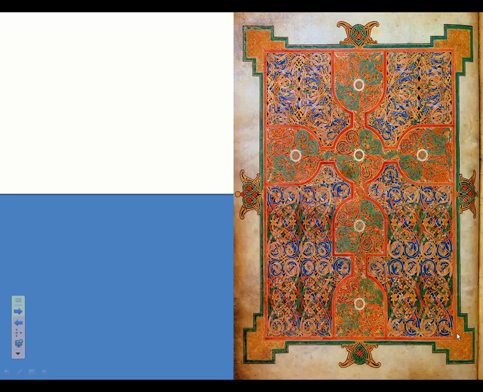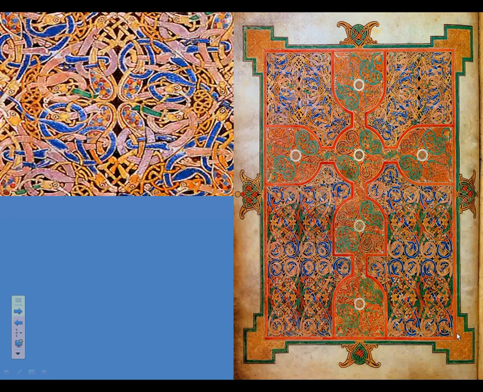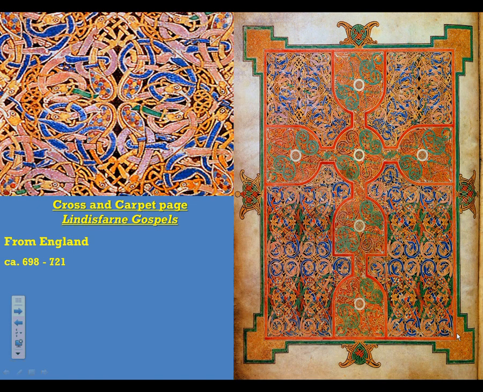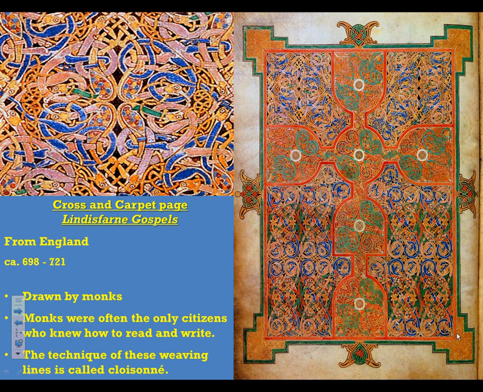Our first piece is a carpet page, or an illuminated manuscript page, done on sheepskin or vellum. This one is called the Cross and Carpet Page from the Lindisfarne Gospels. It is from England, and it was drawn by monks. Most of the art we're going to look at is hand done by monks living in monasteries, kind of by themselves, hidden from the rest of the world. They worked on these Bibles for hours upon hours every single day. They were often the only citizens in the Middle Ages who knew how to read and write, so language and art kept going with the Catholic monks as time went on.